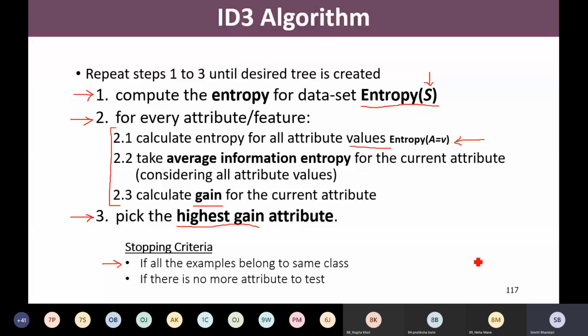The limiting condition or the stopping criteria is, if all the examples belong to the same class, then we are going to stop, or if there is no more attribute to test, then also we are going to conclude our procedure, the ID3 algorithm.